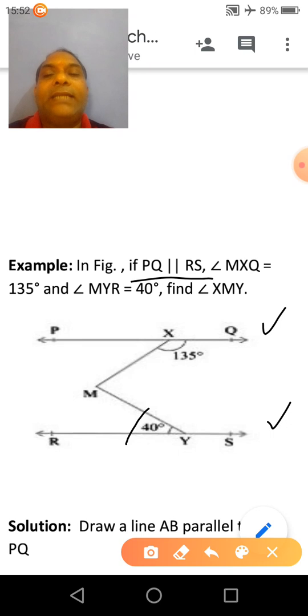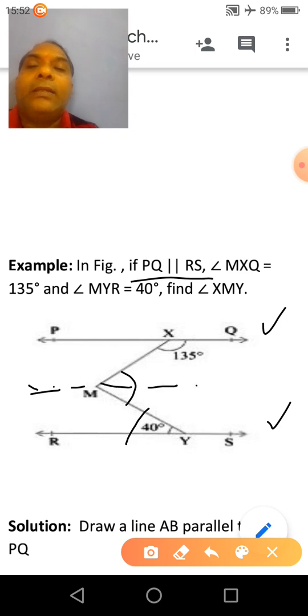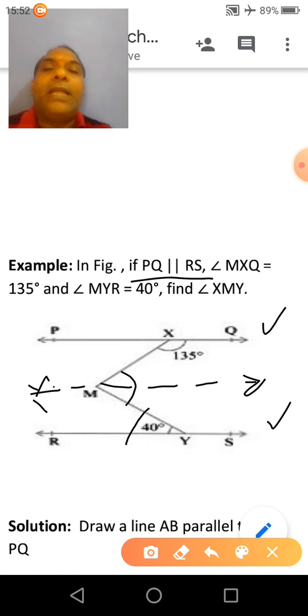We have to find XMY. XMY means this angle. Clear? So to find this angle, draw a line AB parallel to the line PQ or parallel to the line RS, because line AB is parallel to PQ and PQ is parallel to RS, so then AB will also be parallel to RS. Clear?